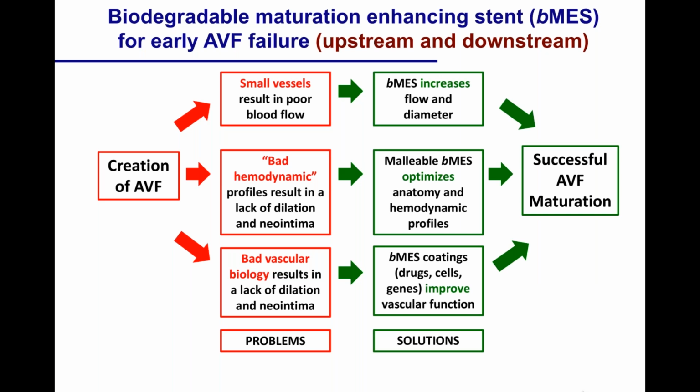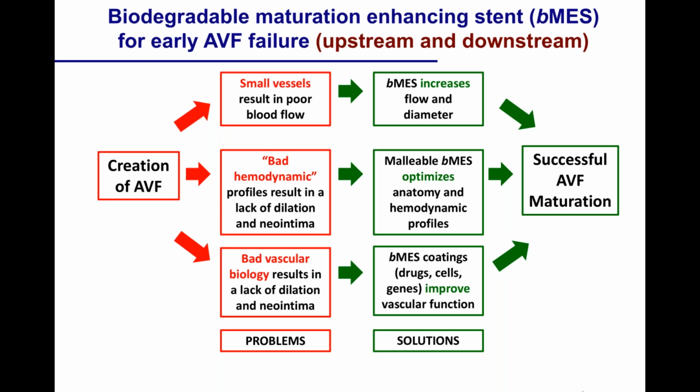And the reason we felt that this might work was that we felt that the actual scaffold of the stent would increase flow and diameter. Ultimately, we definitely want the stent to be malleable so that it could be curved into just the right anatomy and so generate just the right hemodynamic profile. And we also feel that this stent could actually be coated with a drug or a cell or a gene or a chemical that would improve local vascular function.